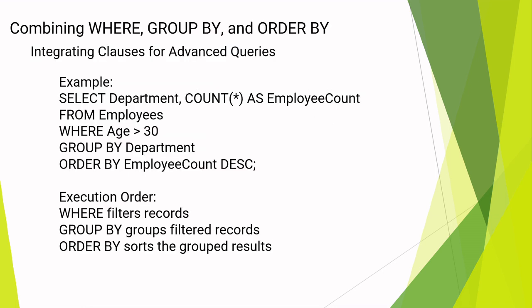Combining these clauses enables complex data retrieval. In this example, we first filter employees older than 30, then group them by department, and finally sort the departments by the number of such employees in descending order.